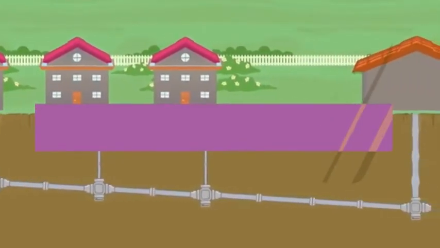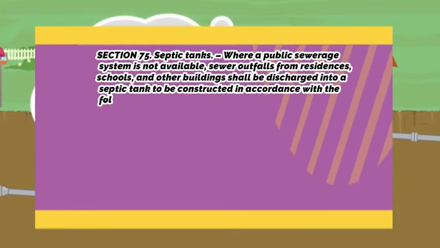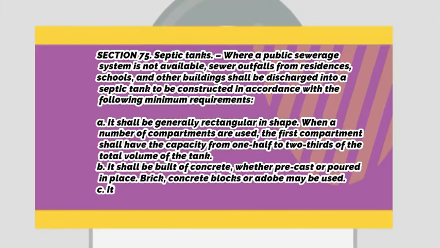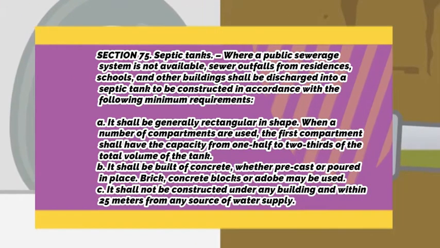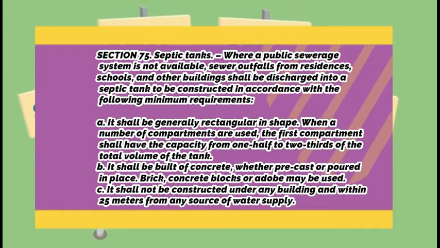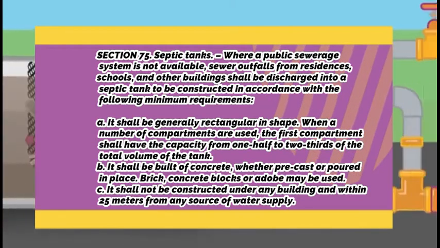Section 75, Septic tanks. Where a public sewerage system is not available, sewer outfalls from residences, schools, and other buildings should be discharged into a septic tank to be constructed in accordance with the following minimum requirements. Letter A. It should be generally rectangular in shape. When a number of compartments are used, the first compartment should have the capacity of 1/2 to 2/3 of the total volume of the tank.